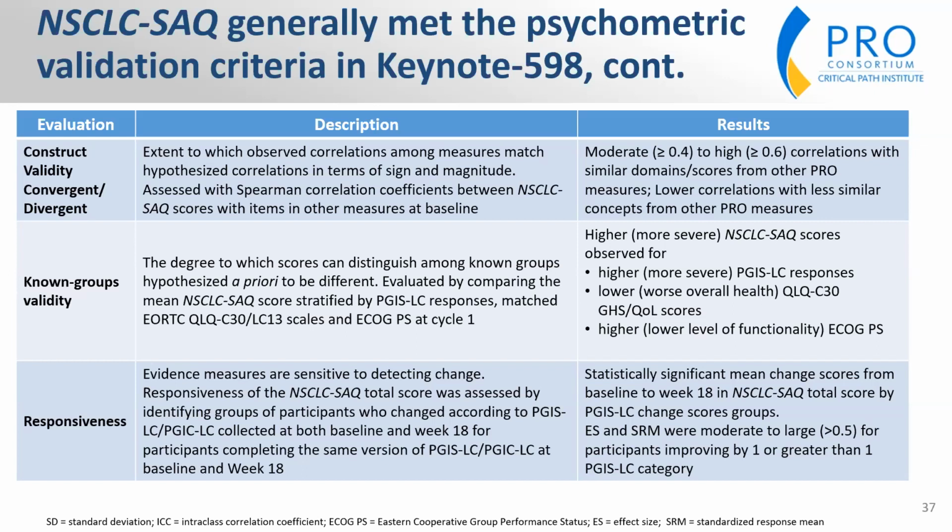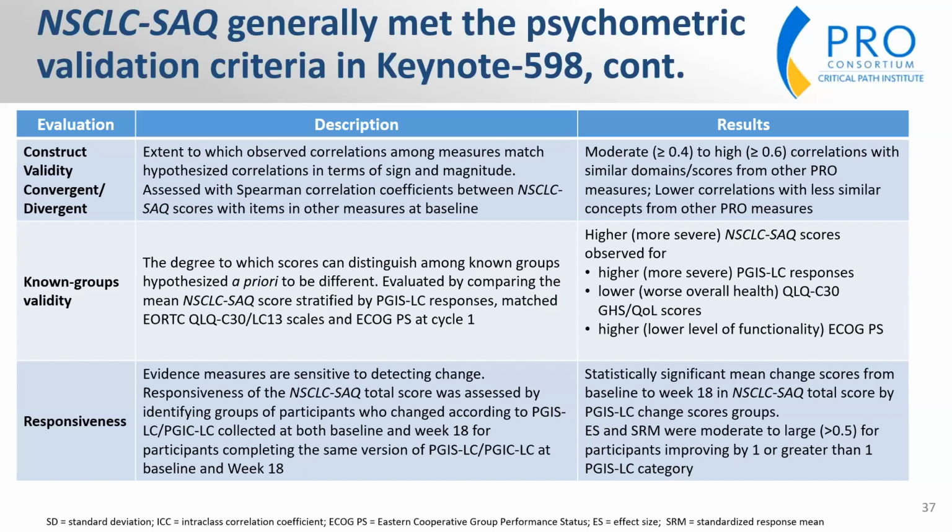And we also assessed a level of responsiveness for change from baseline to week 18. And again, we saw that we did have statistically significant mean changes during this time for the SAQ total score based on the PGIS response categories. And we also calculated the effect size and standardized response means, which were in the moderate to large range. So overall, the psychometric properties for the instruments were all met based on the pre-specified criteria that we had in our psychometric analysis plan.